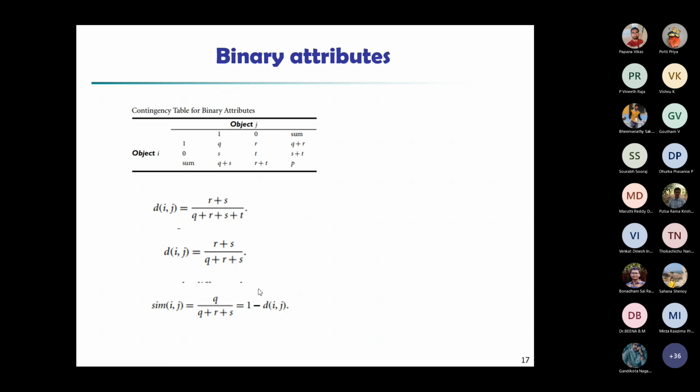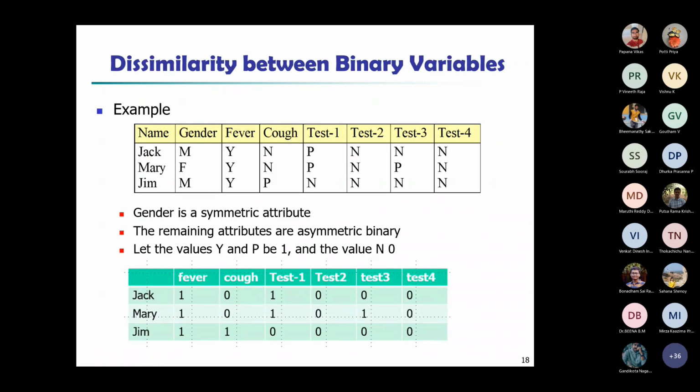Now let us see one example. We have an example of some patients with their gender, fever, cough, and test results. Gender is a symmetric attribute. Assume that we are not considering it now, because it's a combination. As of now, we are considering only the asymmetric binary attributes, and we should put them as 1 and 0.